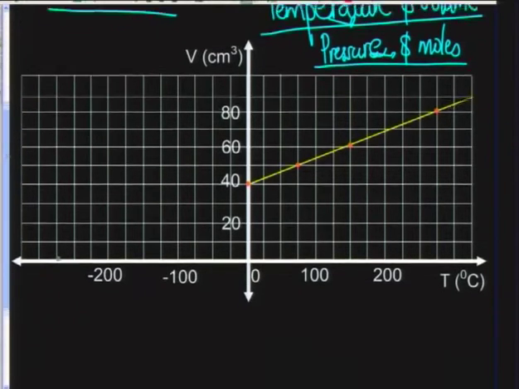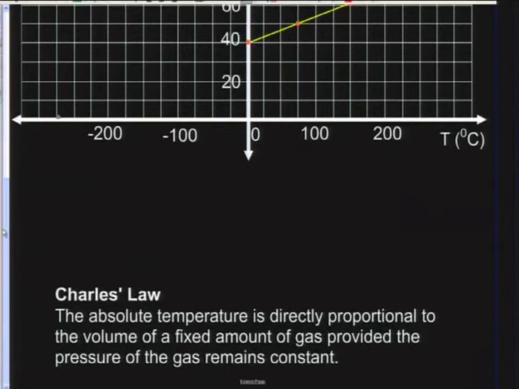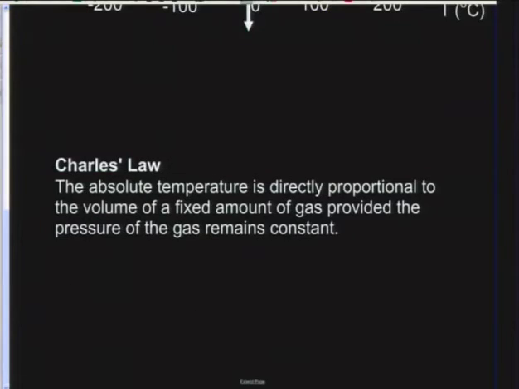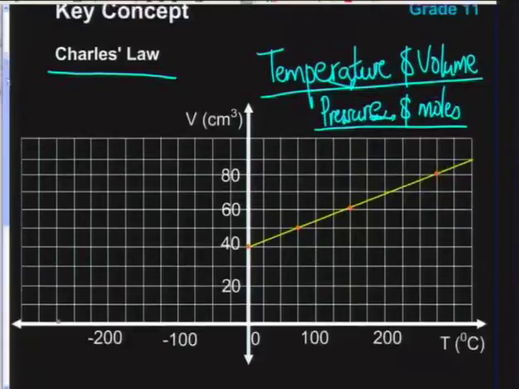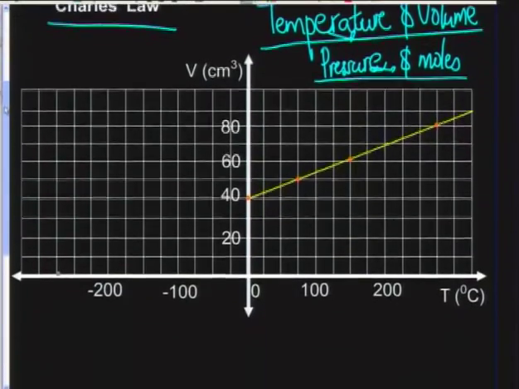Okay. Now, let's read the law quickly here. The law says the absolute temperature is directly proportional to the volume of a fixed amount of a gas, provided that the pressure of the gas remains constant. So you've got pressure and number of moles constant. So you can check the relationship between volume and temperature. Now let's see what Charles found out in this practical investigation.